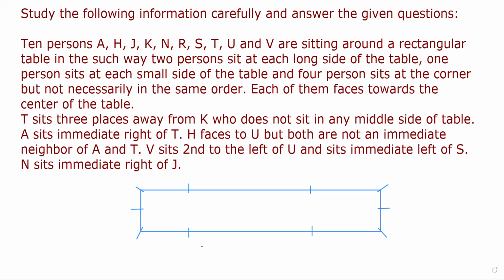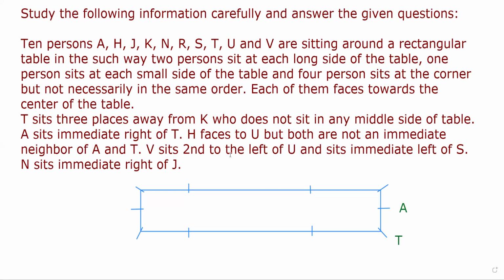So first, see, here it's mentioned that A sits immediate right of T. Correct. So I'll start the problem from this side. A sits immediate right of T. If I put A here, then immediate right of T means T will be on the left side of A, right? That means T will be here. So A will be immediate right of T.